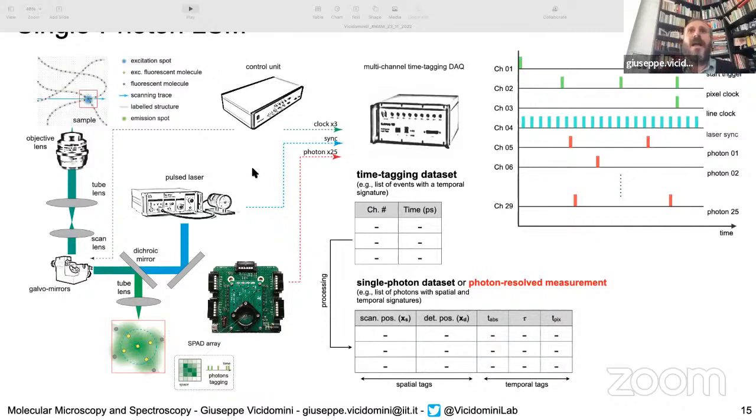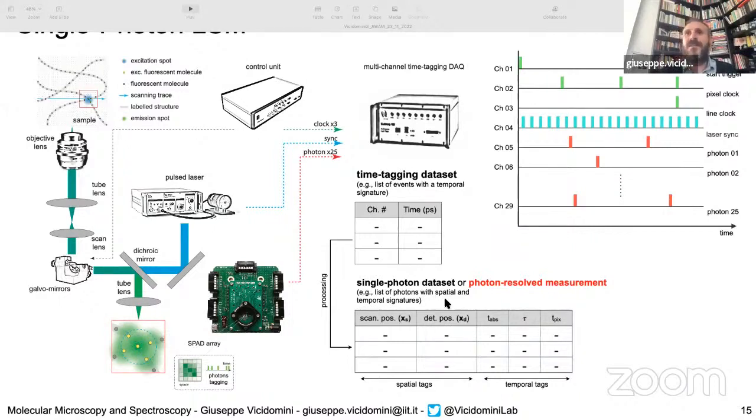And each photon comes with some very important spatial and temporal signature. In terms of spatial signature, we know the position in the sample where the photon comes from, and the position at which it was recorded in the image plane. In terms of temporal signature, we know, for example, the delay from the beginning of the experiment, the delay from the shift of my beam across the sample, or the delay between the photon and the laser that generated it. So at the end of the story, we have a list of photons with a series of spatial and temporal signatures, which are typically discarded by a conventional microscope.